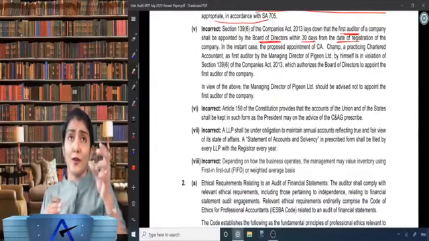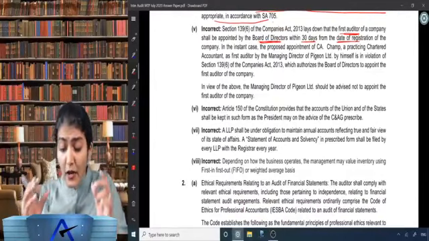Article 150 of the Constitution provides that the accounts of the Union and of the state shall be kept in such form as the President may on the advice of the CAG prescribe. Right? President may on advice of the CAG prescribe.